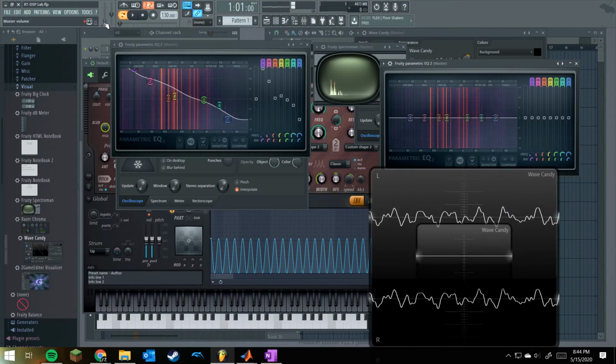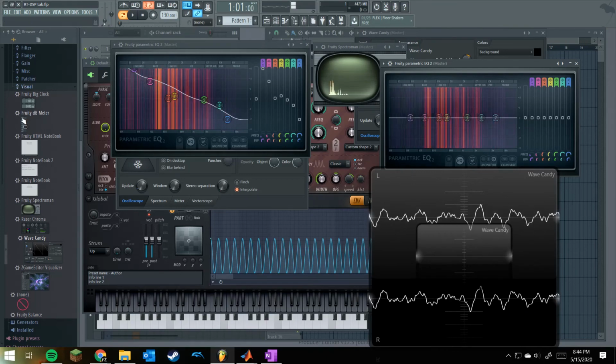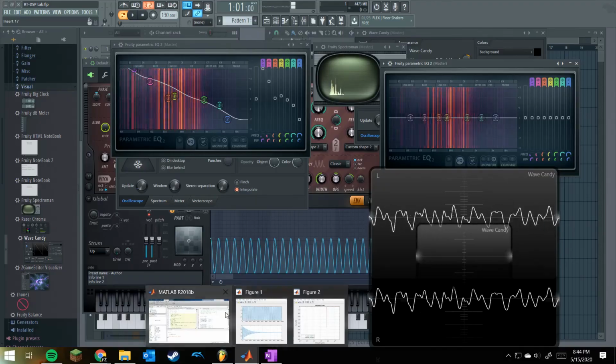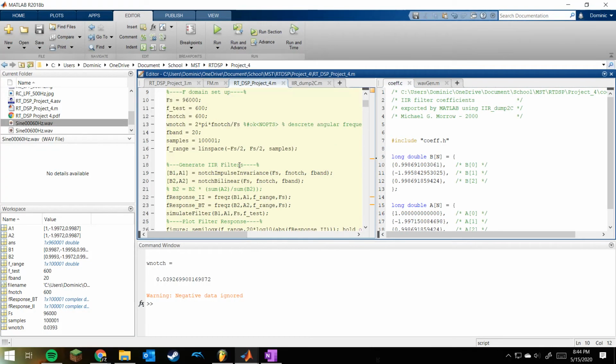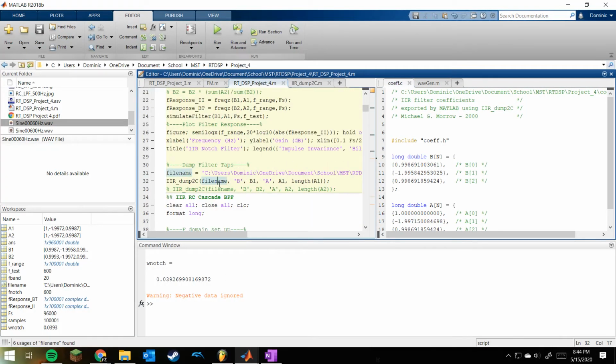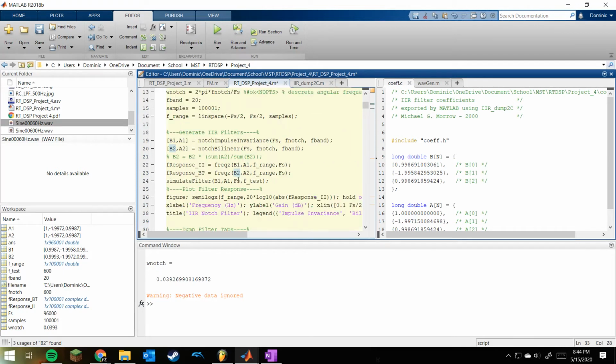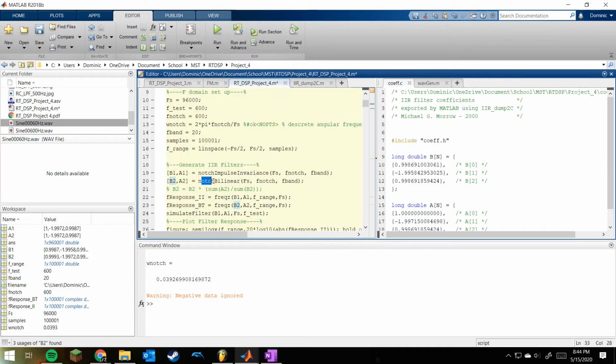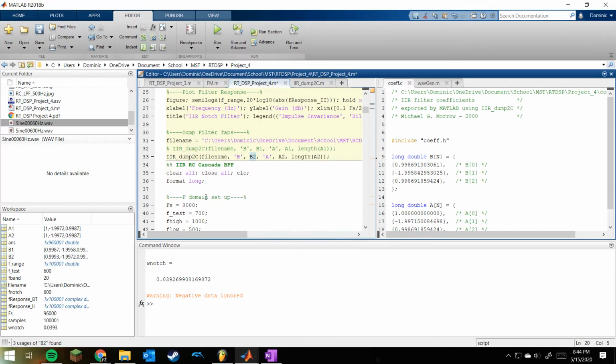So there you go. That's the notch filter working for the impulse invariance technique. Now we're going to move on to the bilinear transform technique. So I just switch out these two lines of code here. The notch bilinear function is passing its coefficients to B2 and A2, so that's why I have that there.